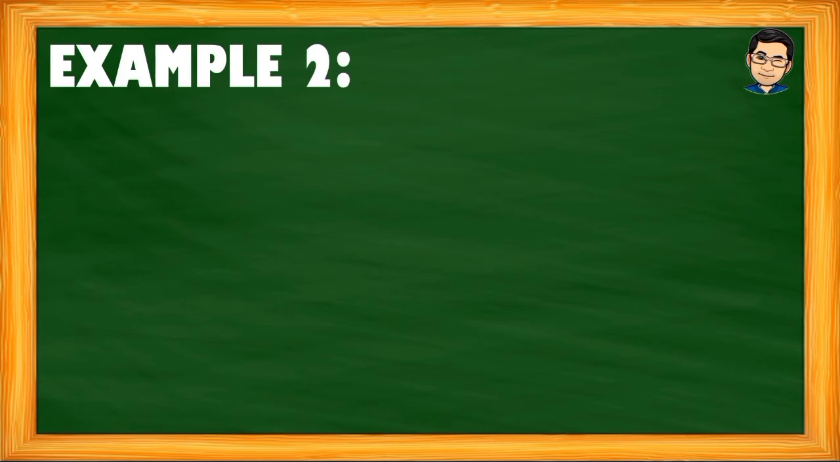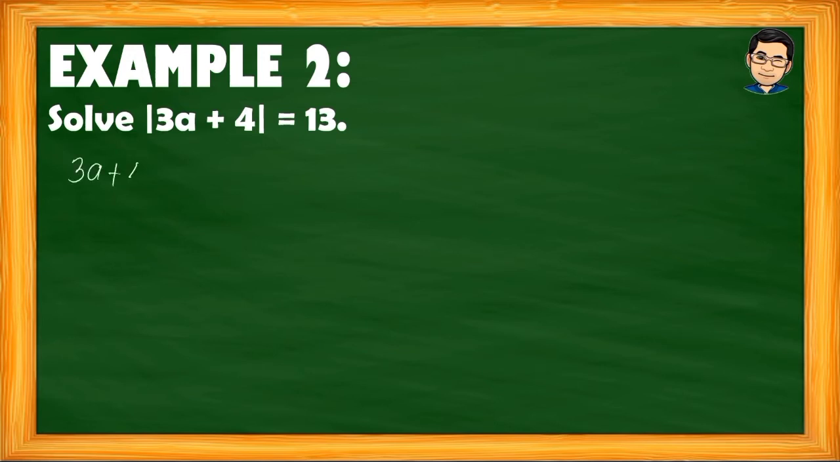Next, let's have example number 2. Solve for the absolute value of 3a plus 4 is equal to 13. So, in absolute value equations, there will be only two solutions here: using positive 13 and using negative 13. So, let's write 3a plus 4 equals 13 first.